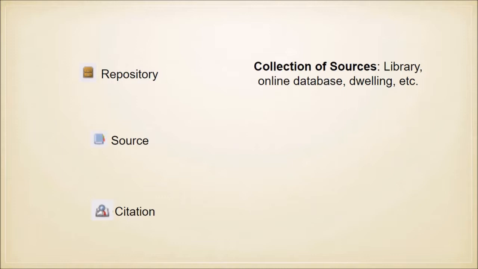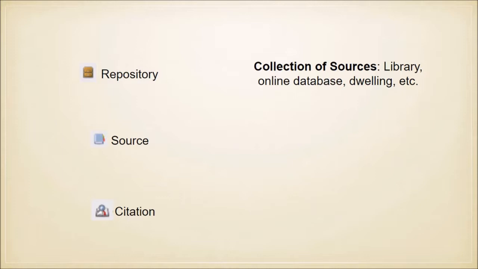And the repository is actually like a physical place that we go that holds sources. So it can be like a library, for example. There's many books and newspapers and microfilms, all that type of stuff. Now, it doesn't actually have to be a physical brick and mortar building. It can also be something online as well. So it could be an online database such as Family Search, Ancestry, and the many other places where you might go to get genealogical information.